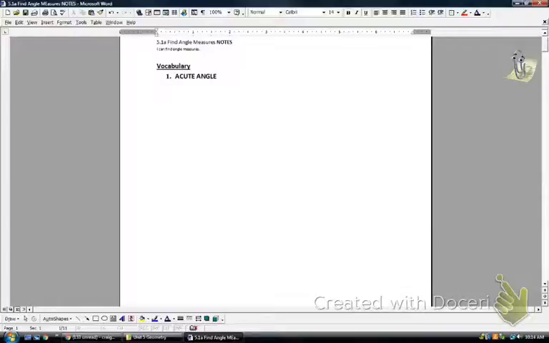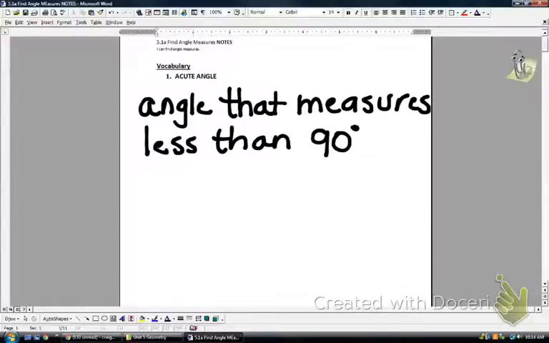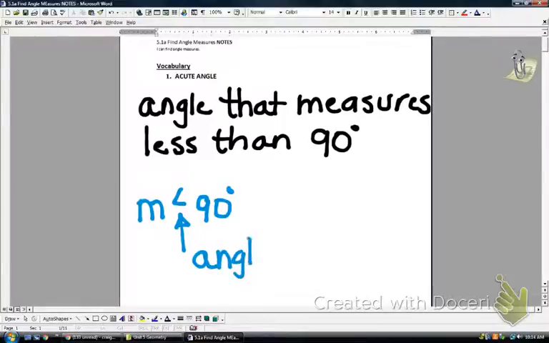First vocabulary word is acute angle. An acute angle is an angle that measures less than 90 degrees. And then just some notation so that you're aware. When we talk about measures of an angle, we write it like this. So that says the measure of an angle is 90 degrees. But in this case, we're talking about an acute angle, and it's less than 90. This right here that looks like a less than sign is also your angle sign. And then this stands for measure.